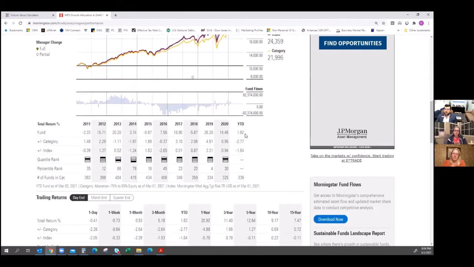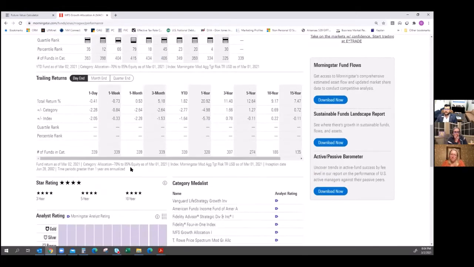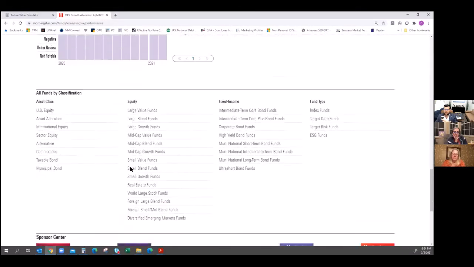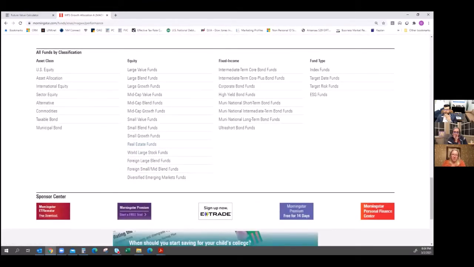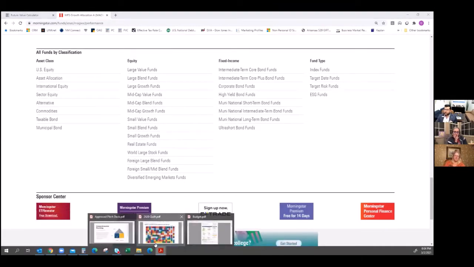I always like to look at the history of the fund. What has it done year over year? So you can look at the return. I'm not going to dig into that, but Morningstar, find a mutual fund that fits the allocation that you would want to model. And then last thing I'll say, and then I'll be quiet.